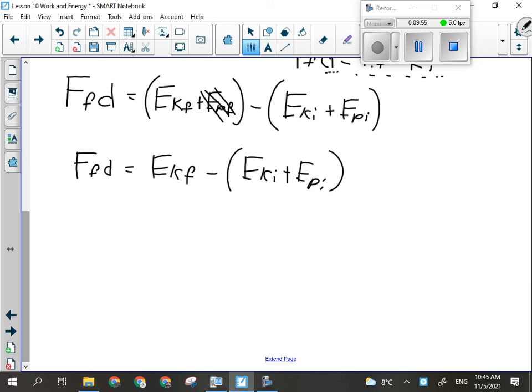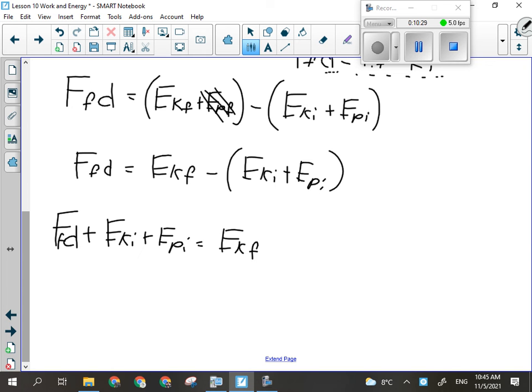Okay, so here's what we're saying. Now that we're adding that to the other side, we're saying the work plus the initial energy equals the final energy. That kind of makes sense. Work's a change in energy, so if I add the change in energy to the initial energy, I should get the final energy. Okay? All right, now I'm gonna make it bigger.